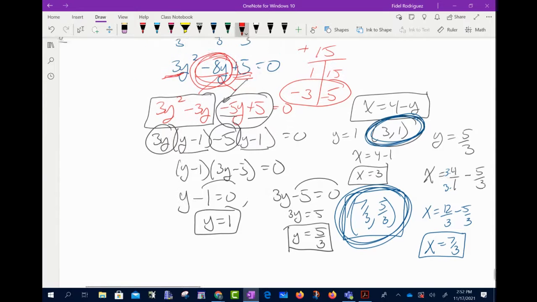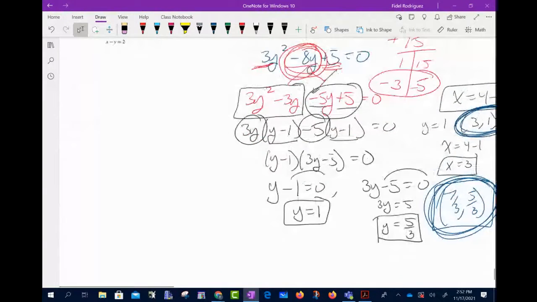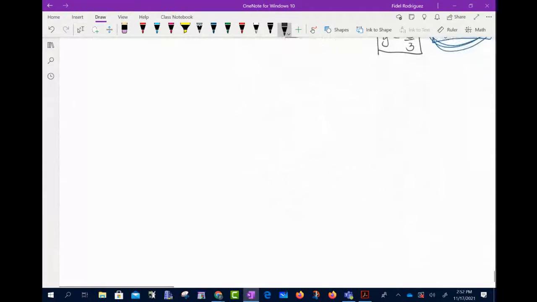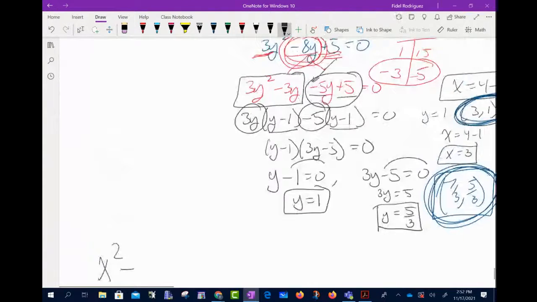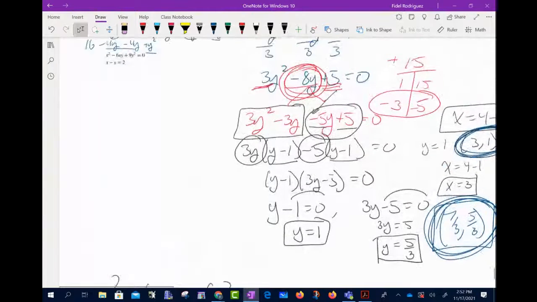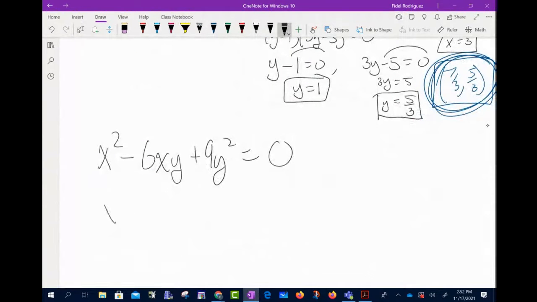Okay, I think we got one last problem here. X squared minus 6xy plus 9y squared. Okay, so let me write this one. I'm going to rewrite it down here at the bottom just because I'm running out of room. X squared minus, what was it, 6xy plus 9y squared equals, what was it, 0? Yeah, 0. And x minus y equals 2.